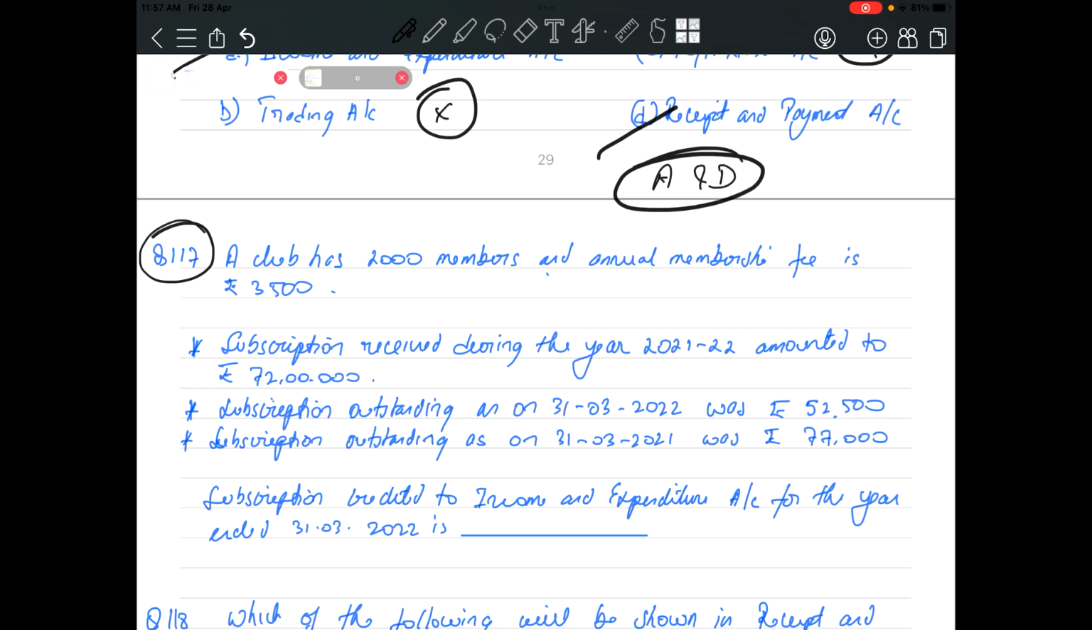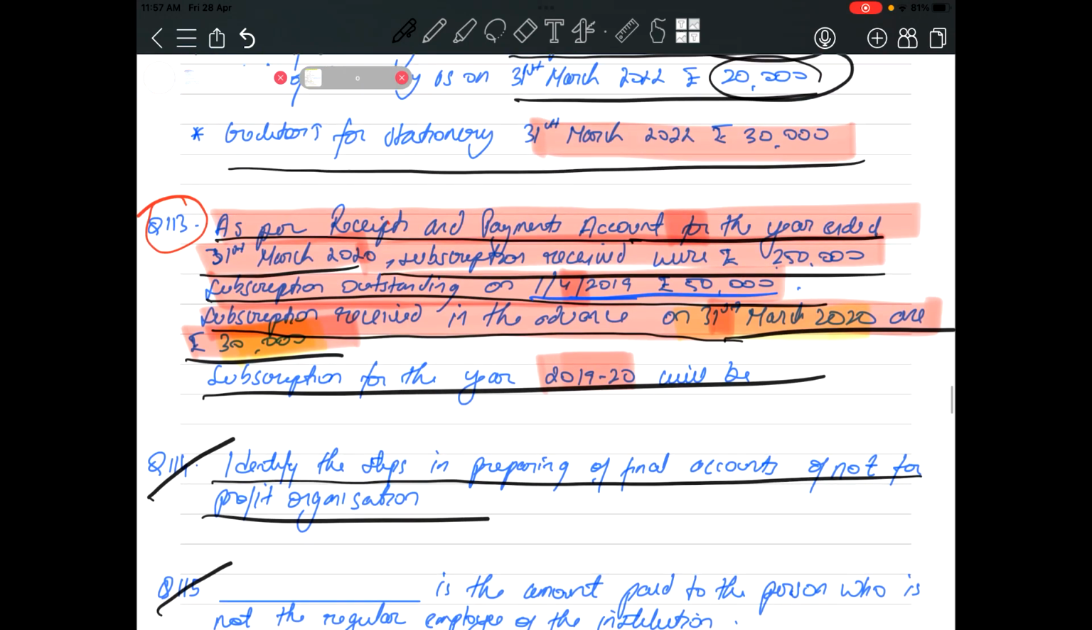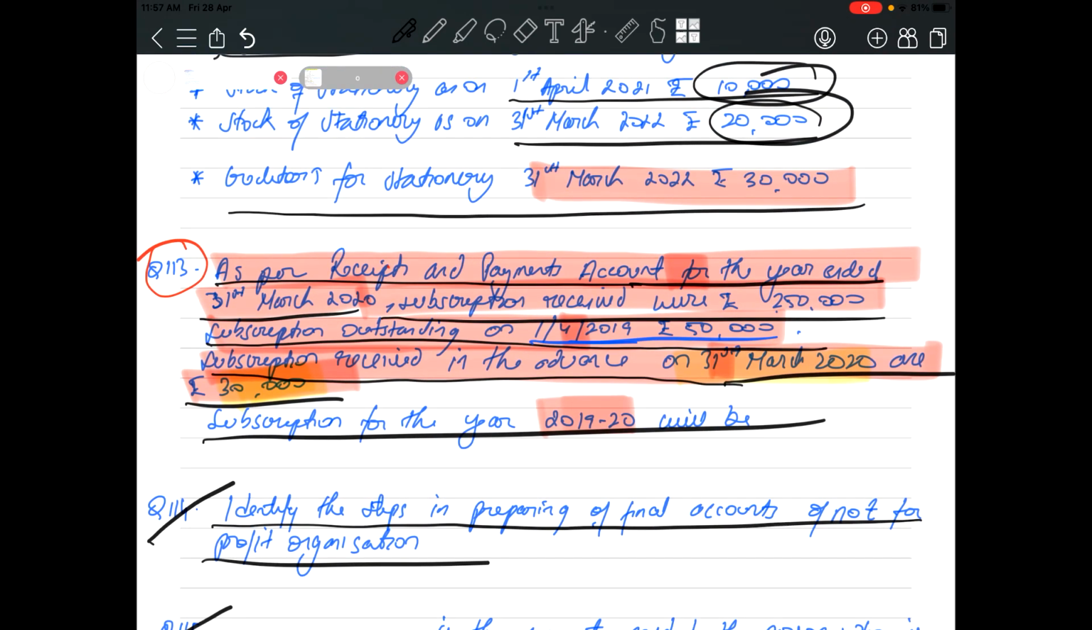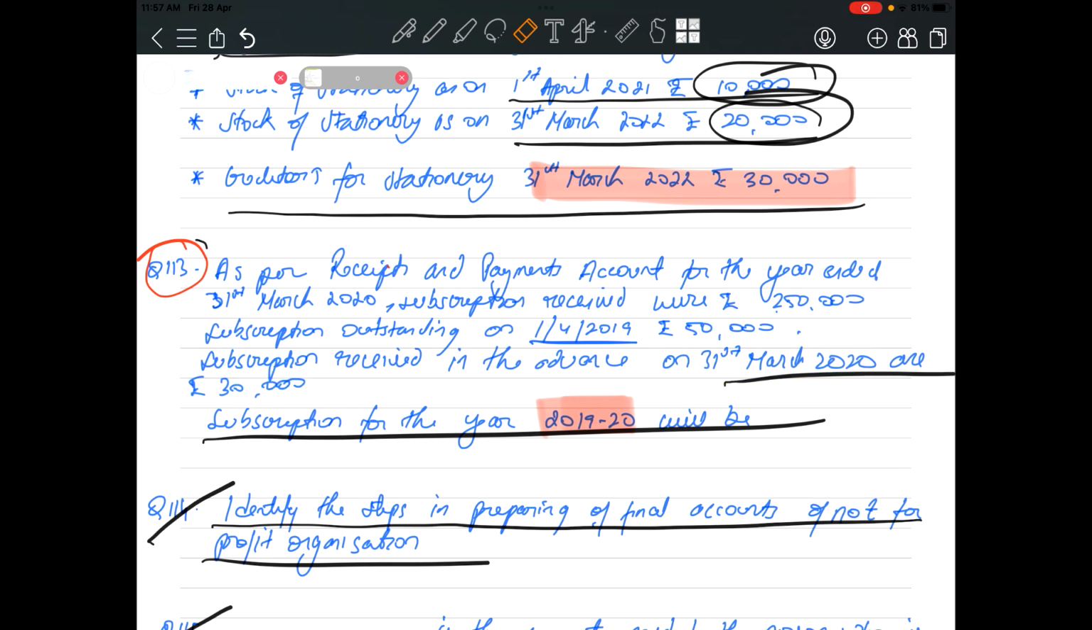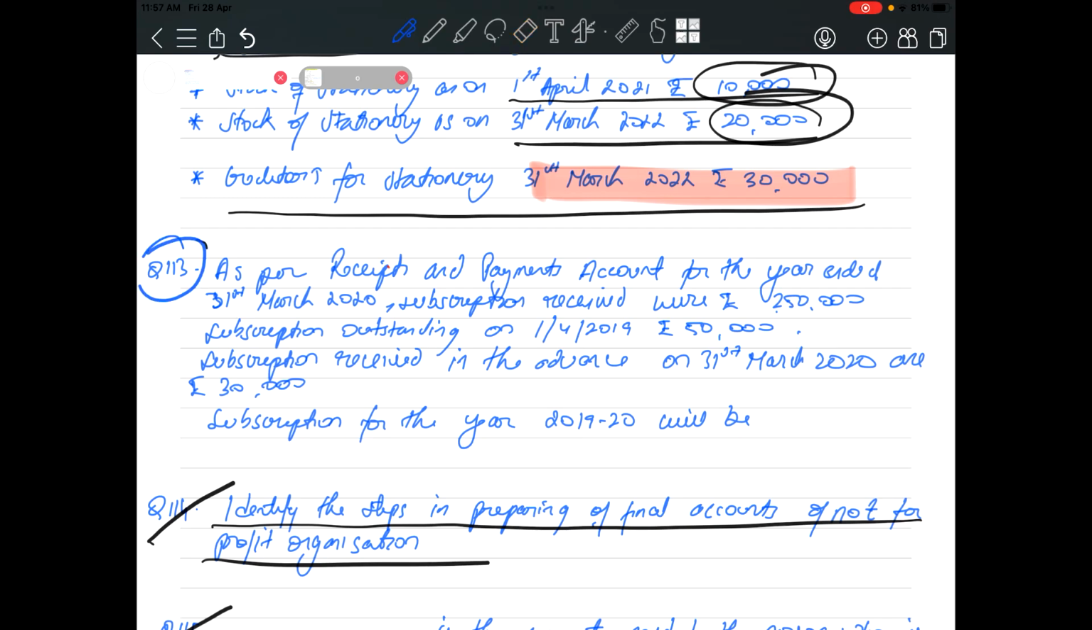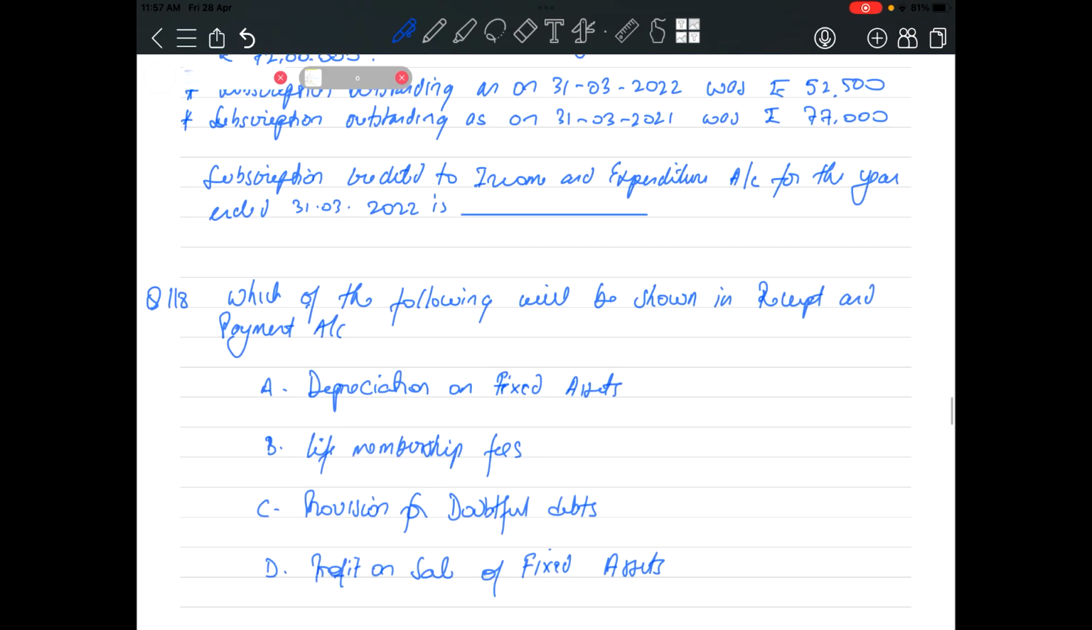This question I'll skip as of now. We'll do this type of question together. Question number 113 also I will skip as of now. I'll explain this type of question to you in detail. So this is also skipped for now. Question number 113, question number 117.